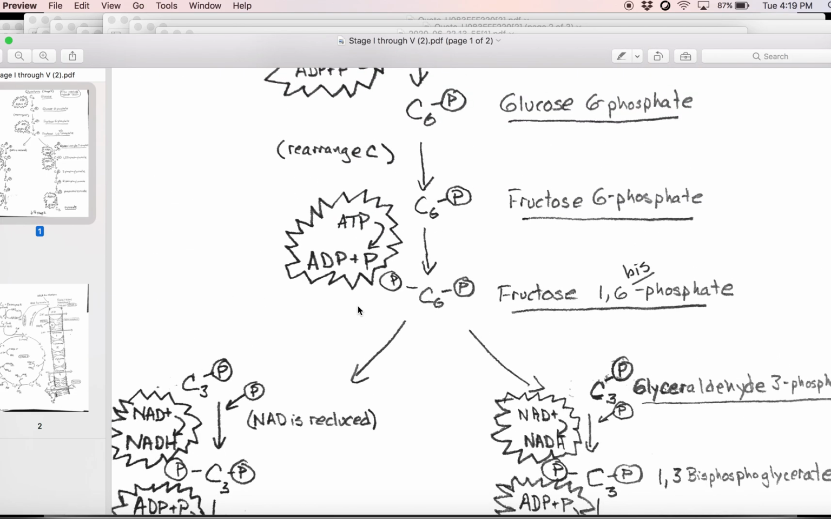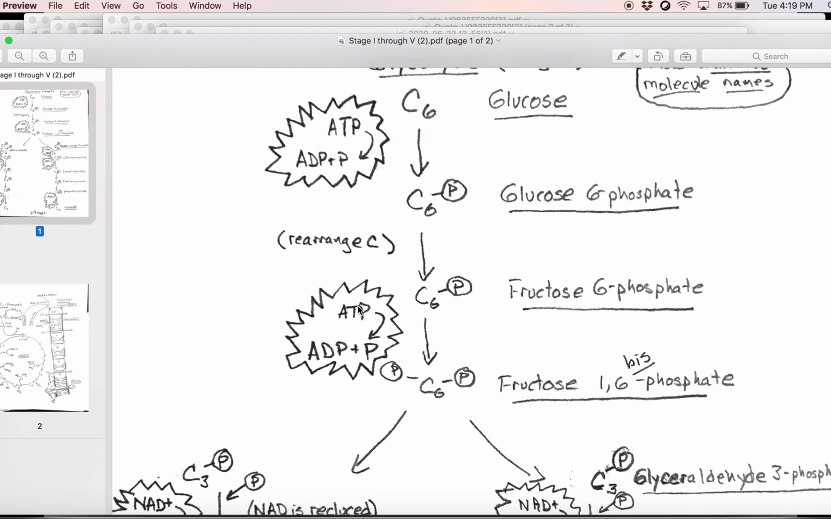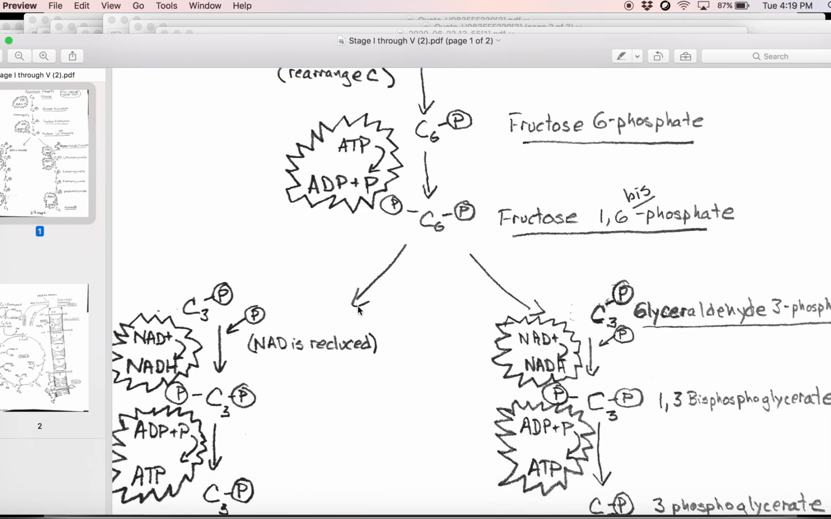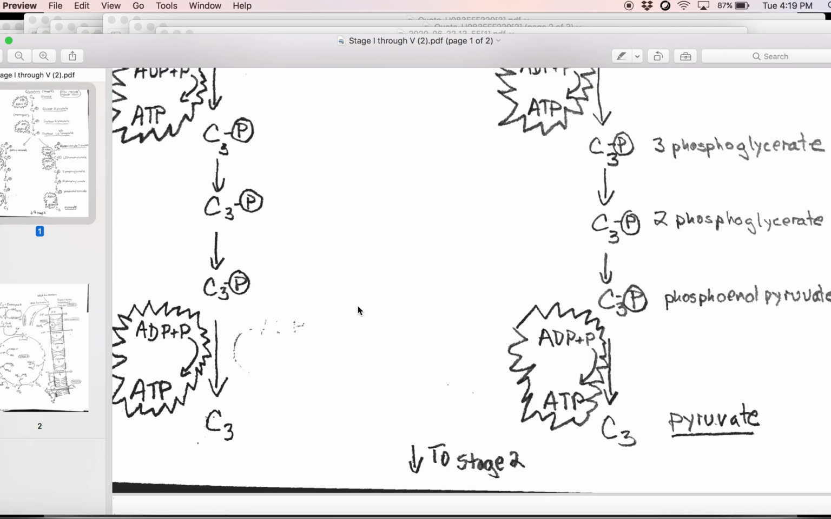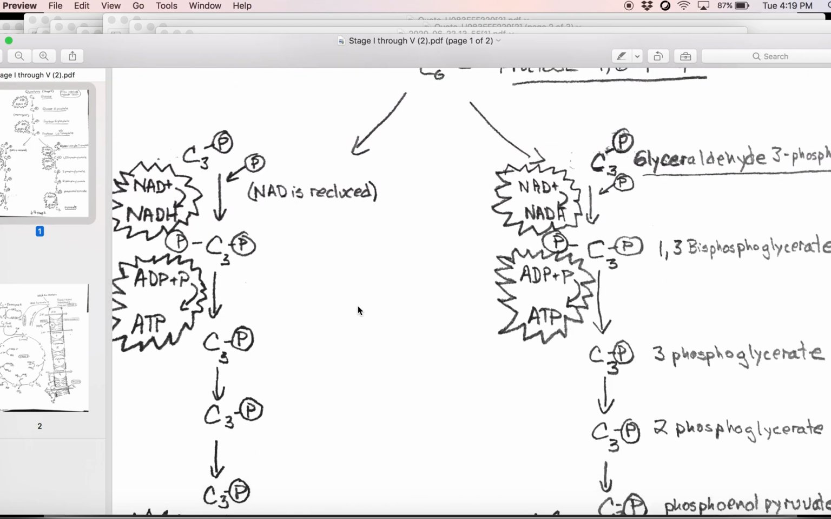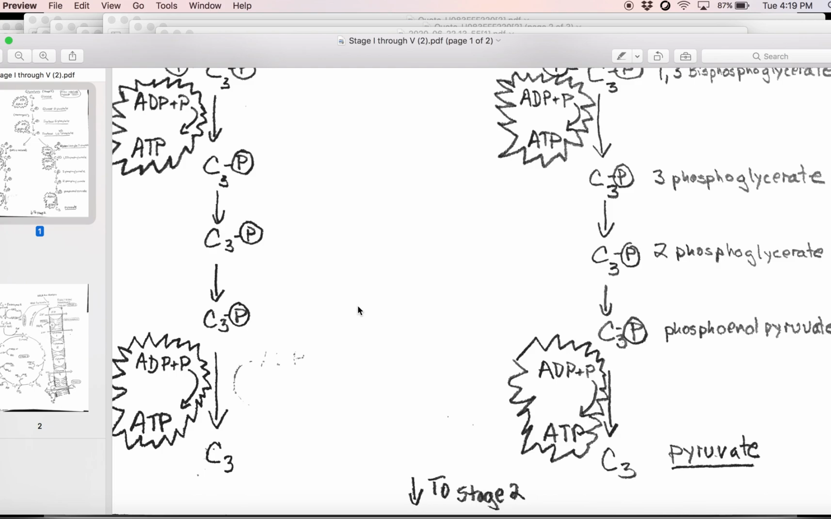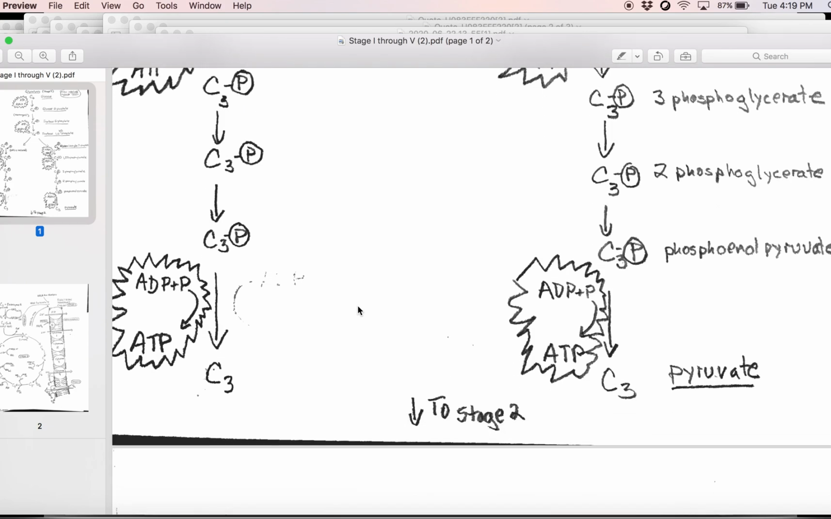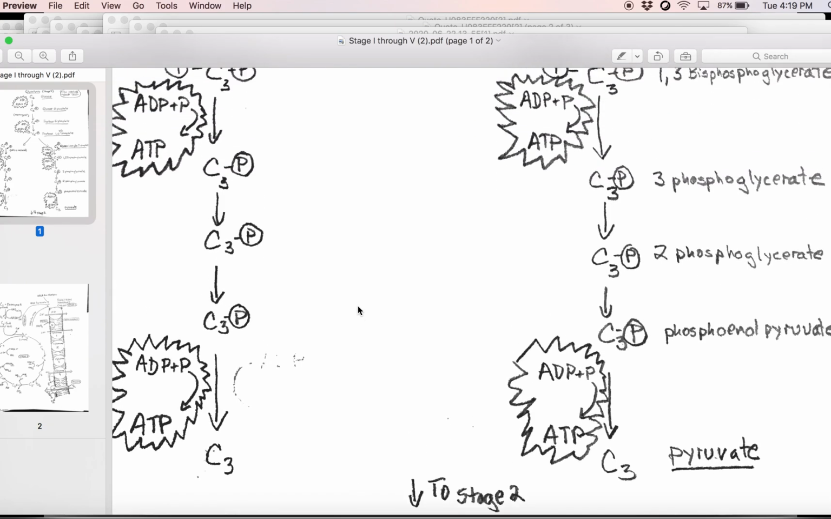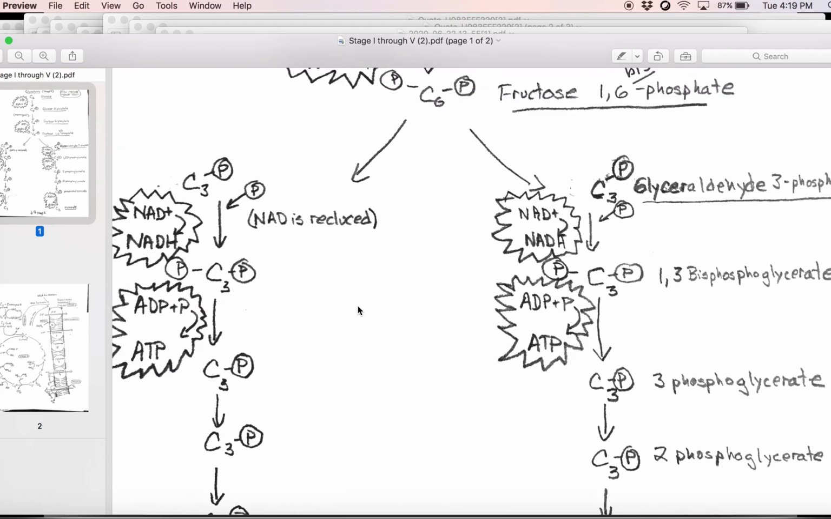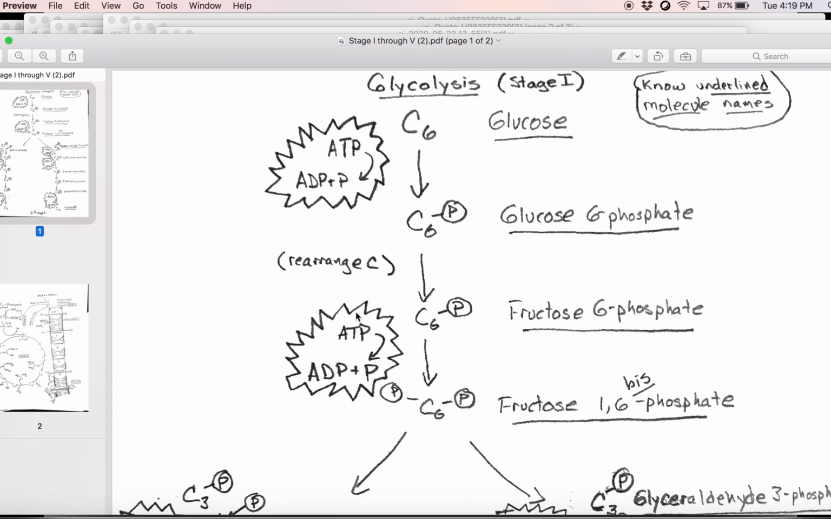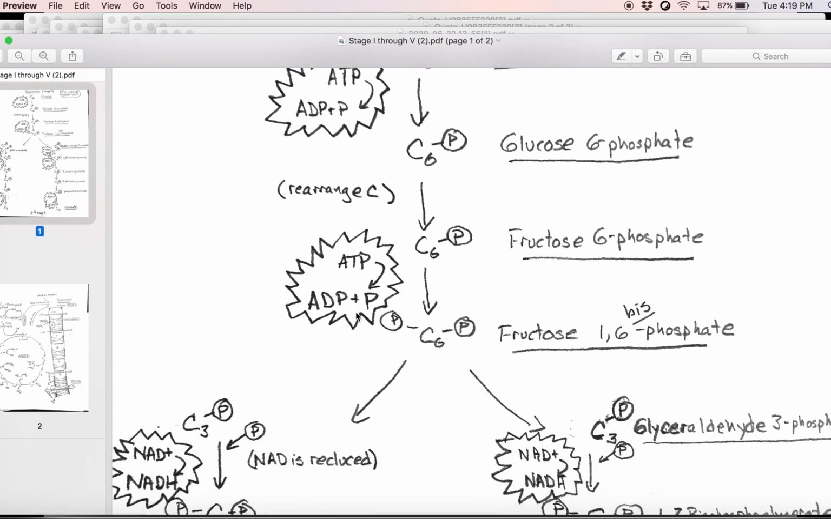I spend 2 ATPs, okay? And those 2 ATPs I spend come away from the 4 I made, so I have a 2 net gain. I also made 2 NADHs. If there's no oxygen around, I'm not going to have much use for those, except you do use them if there's no oxygen around when you make lactate, but that's another class. Okay, so this all happens in the cytoplasm. This all happens stage 1. This all happens without oxygen.